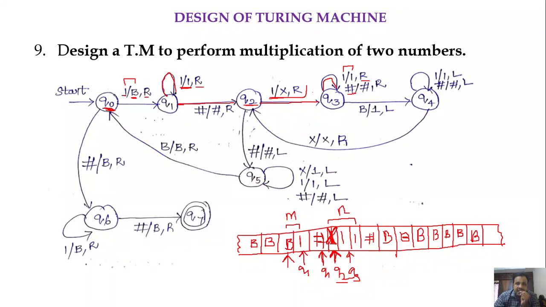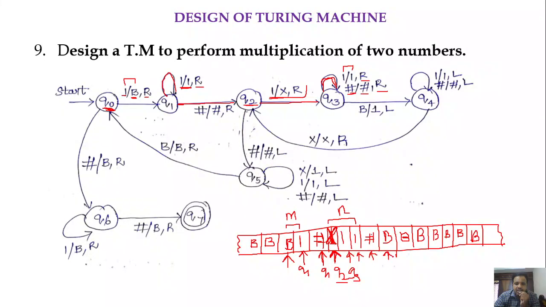If we get hash, keep that hash as it is and move the head towards right. Whenever we move the head towards right, we are going to get either ones or hash, right? So those ones and hash will be kept as they are because we are in search of the blank symbol. So keep on moving the head towards right, you get another one, keep that one as it is, hash, keep it as it is, next blank.